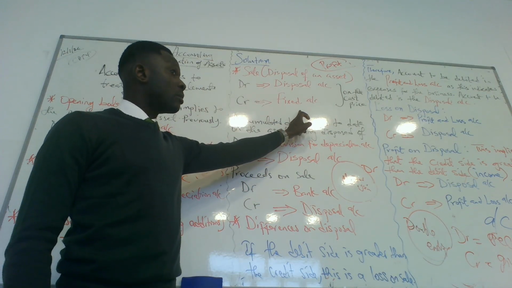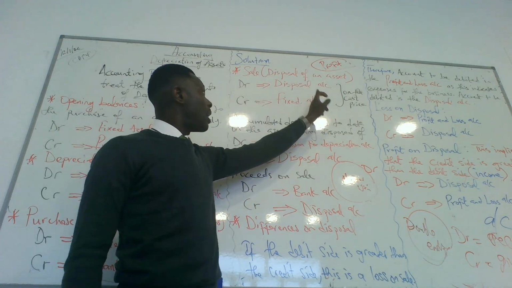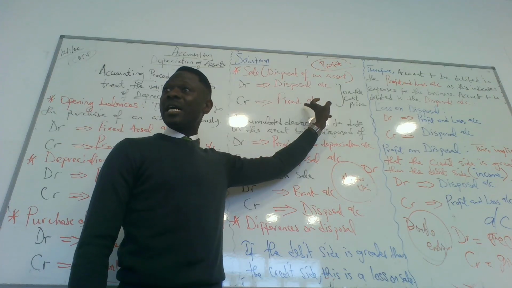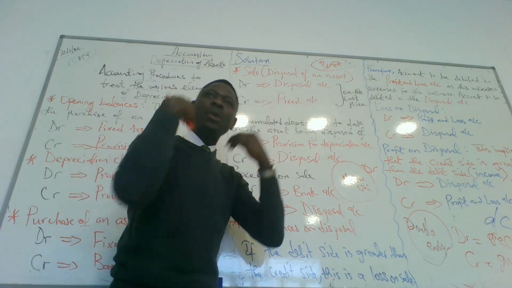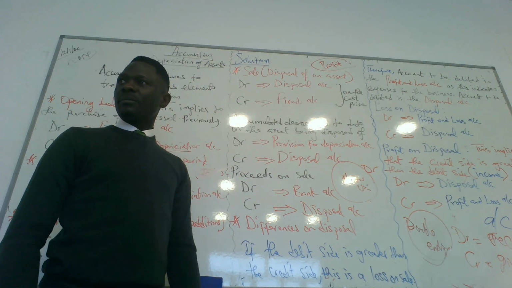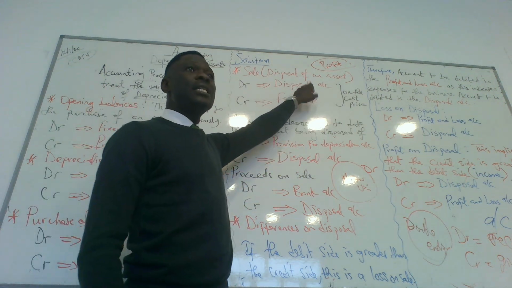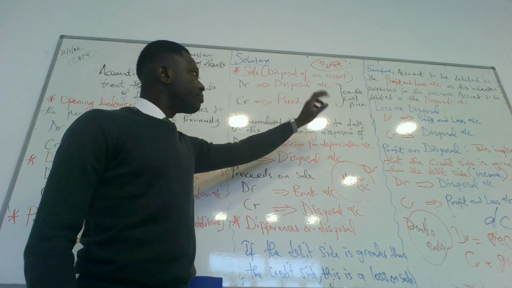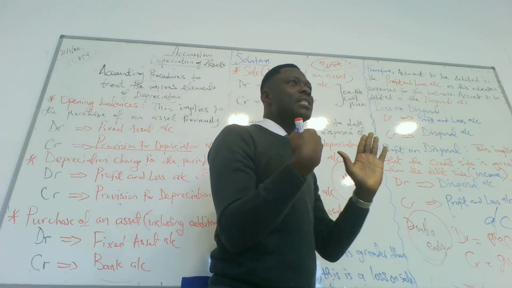So we're going to have the disposal account and the fixed asset account. The fixed asset account is about what? The motor van that we are about to sell. Do you get that? Do you understand this or not? You don't get it. We have the asset, right?